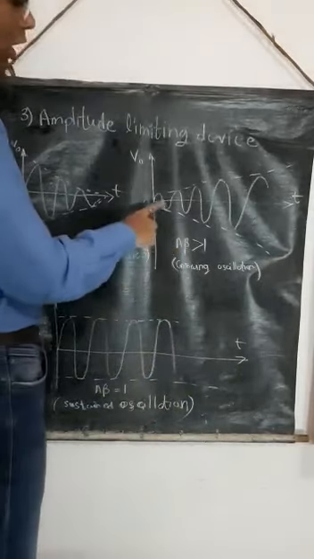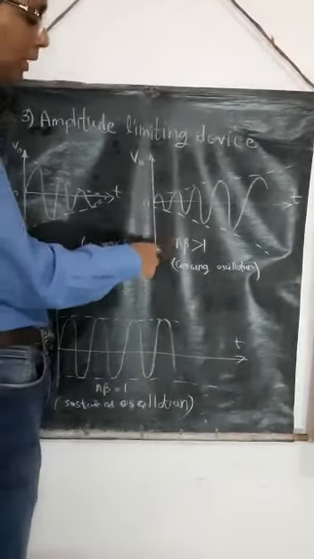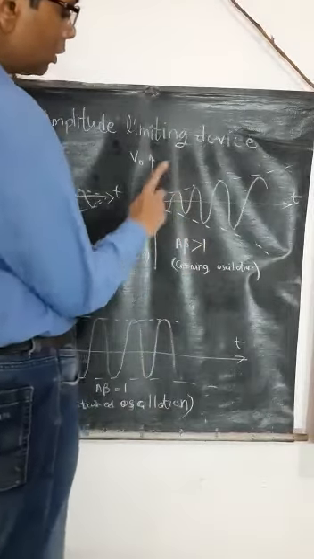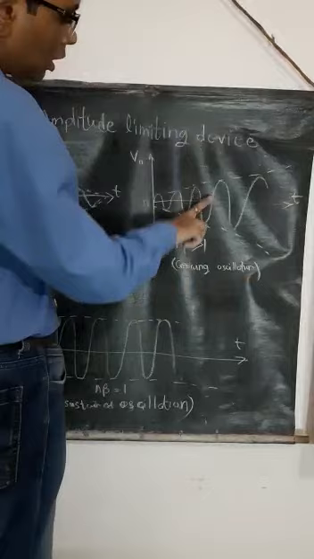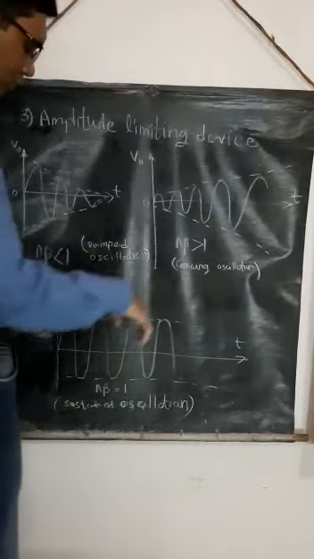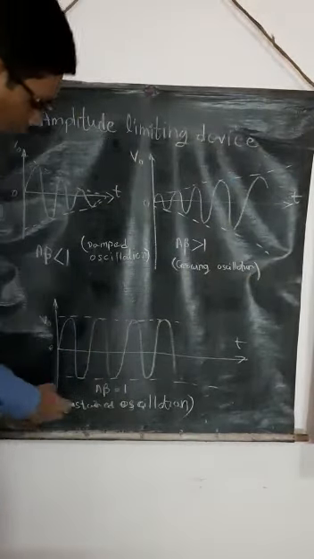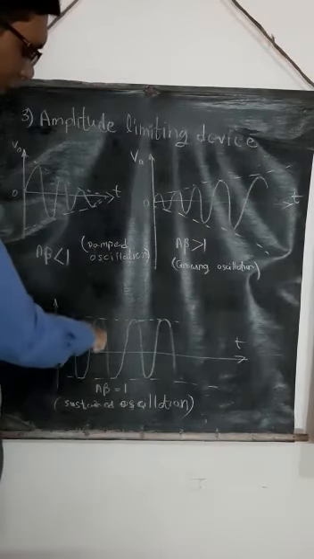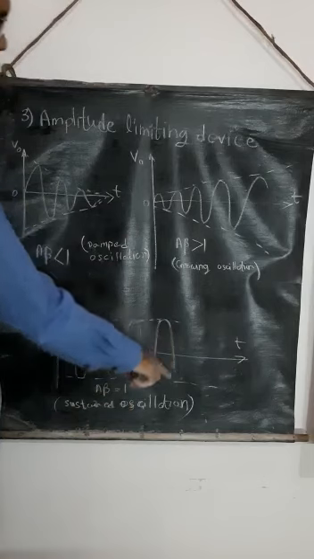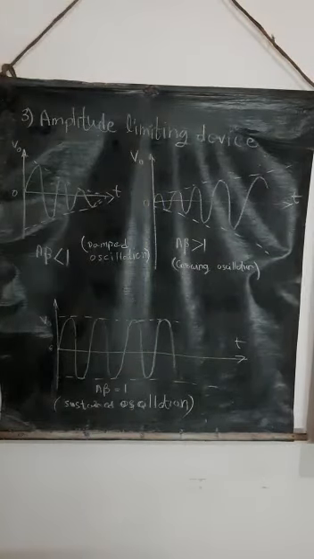Okay. If A into beta is greater than 1, then it will produce growing oscillation. The oscillations are growing, so it is called growing oscillation. If A into beta is equal to 1, then it will produce sustained oscillation. This is sustained oscillation, which is what we want to get. Okay.